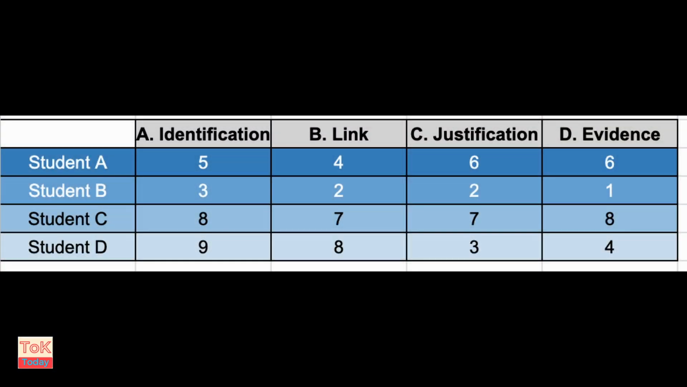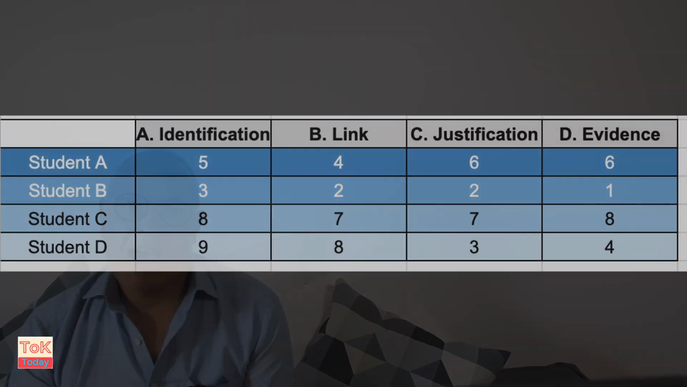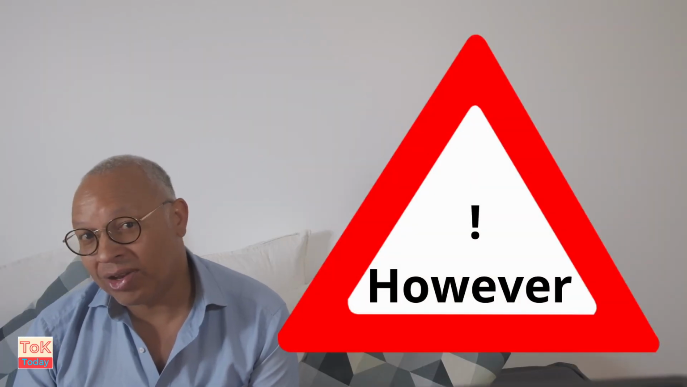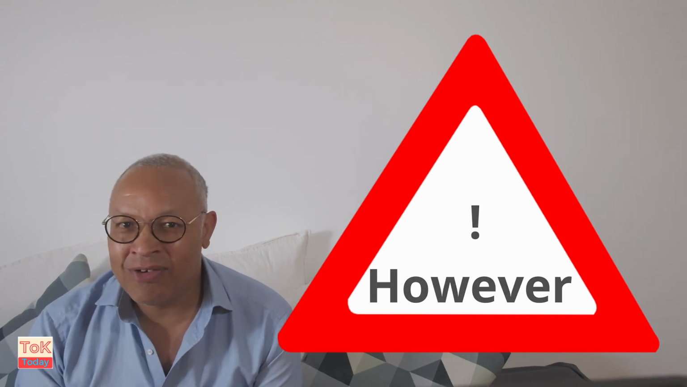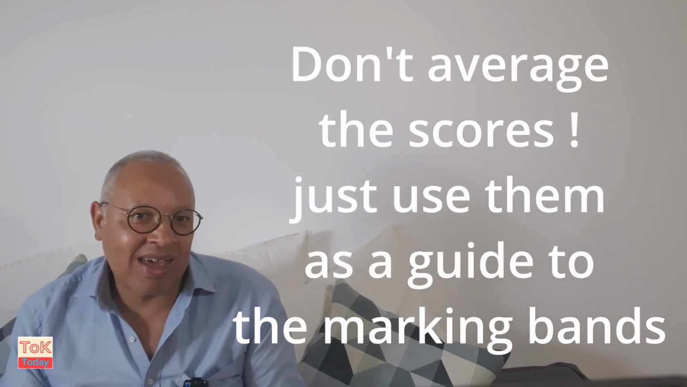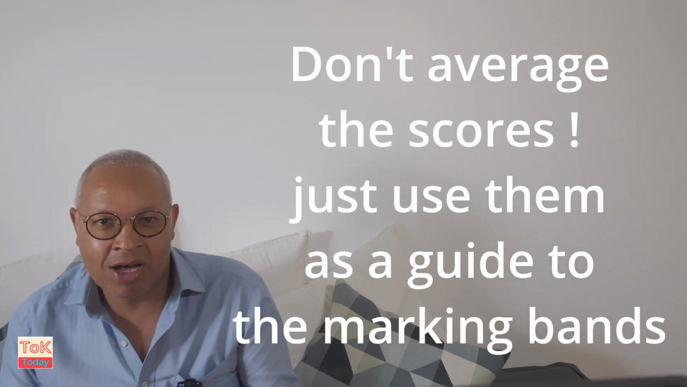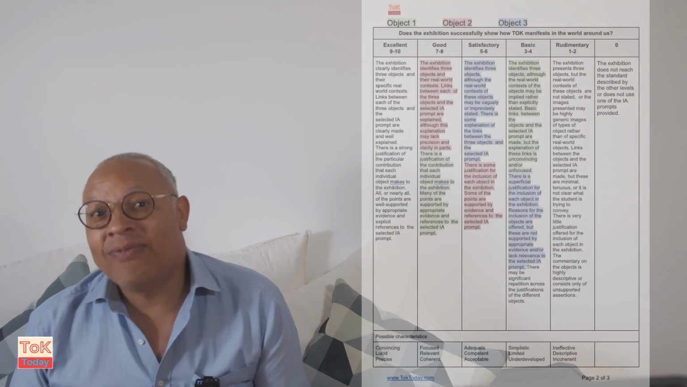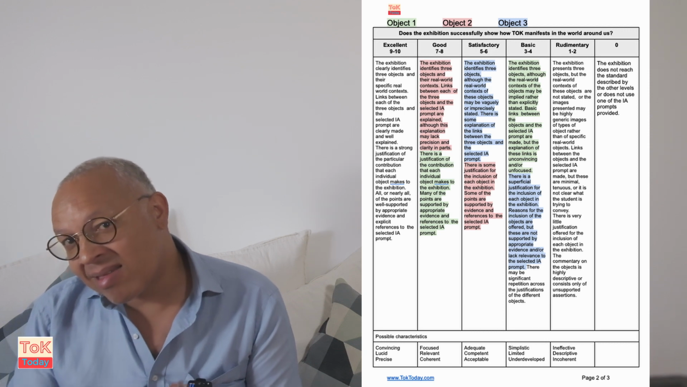As I read through the commentary for each object, I'm looking for content that I can award marks to under each of the 4 criteria. I may even keep a rough scorecard for each object. It looks a bit like this, what you're seeing on the screen at the moment. However, and this is an important however, I don't average those scores for each object. I just use those scores as a guide for looking at the descriptions in the marking bands. And as a good acolyte of global impression marking, I try to find the descriptor that best describes the commentary for that object.